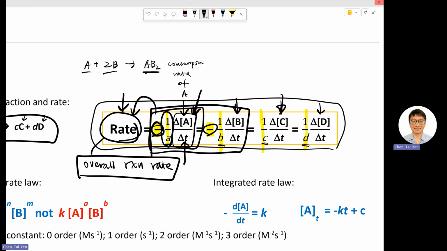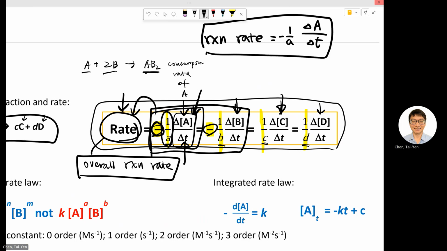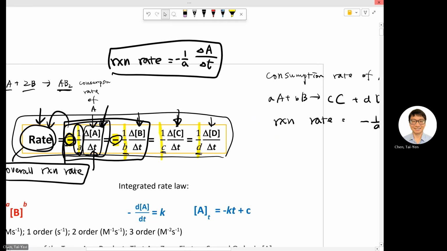All right? And then you should also have a clear idea that here we say the overall reaction rate. Okay, so let me just write this. Reaction rate is defined as this, which is actually the overall reaction rate. If I want to know just the consumption rate of your reactant, that is actually this quantity.